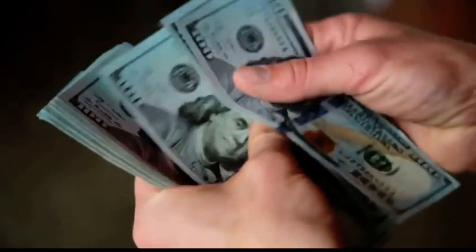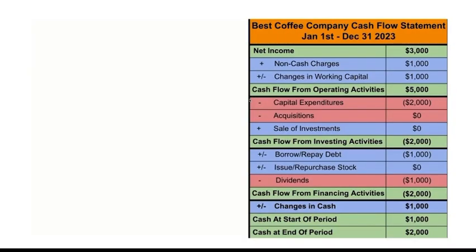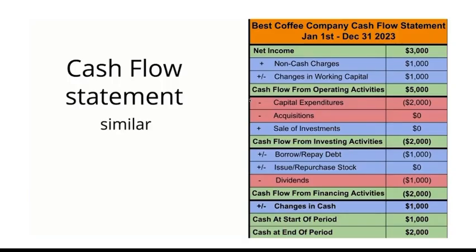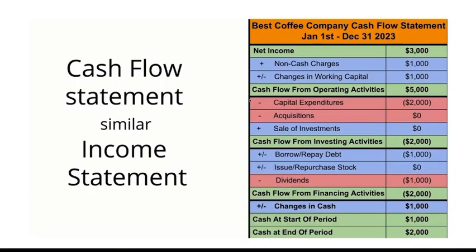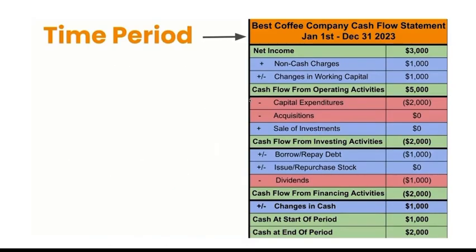However, it's really important that a company tracks the flow of cash through the business, which brings us to the third financial statement, the cash flow statement. The cash flow statement is very similar to the income statement. However, the cash flow statement focuses on the question, are you generating or consuming cash? Like the income statement, the cash flow statement has a start time and an end time.